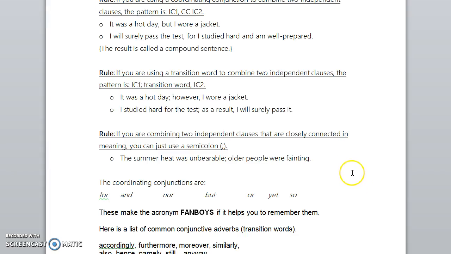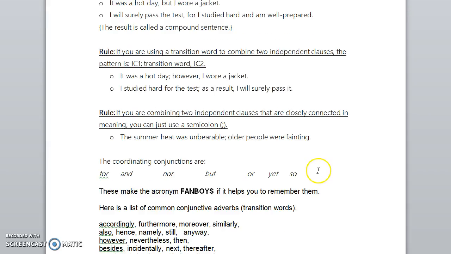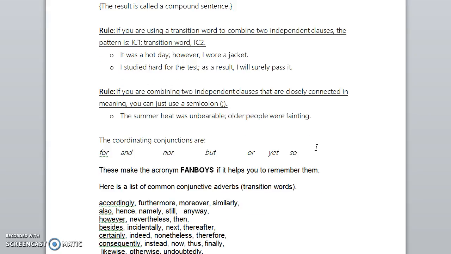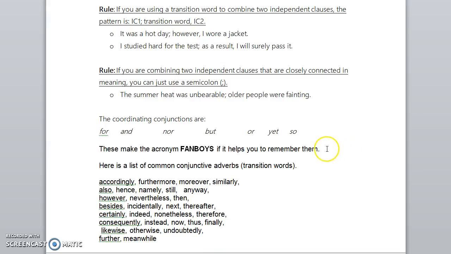A further rule is, if you are combining two independent clauses that are closely connected in meaning, you can often just use a semicolon. For example, the summer heat was unbearable, semicolon. Older people were fainting. In this case, the connection between the two independent clauses is clear. You do not need another coordinating word, and you just use a semicolon. The coordinating conjunctions are for, and, nor, but, or, yet, so. These make the acronym FANBOYS if it helps you to remember them this way.